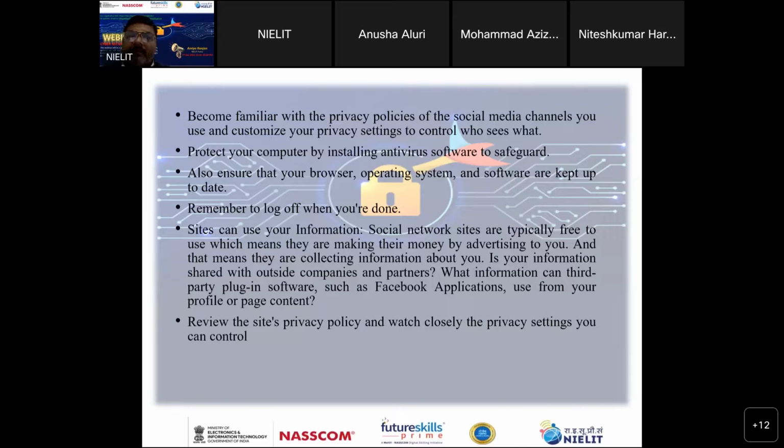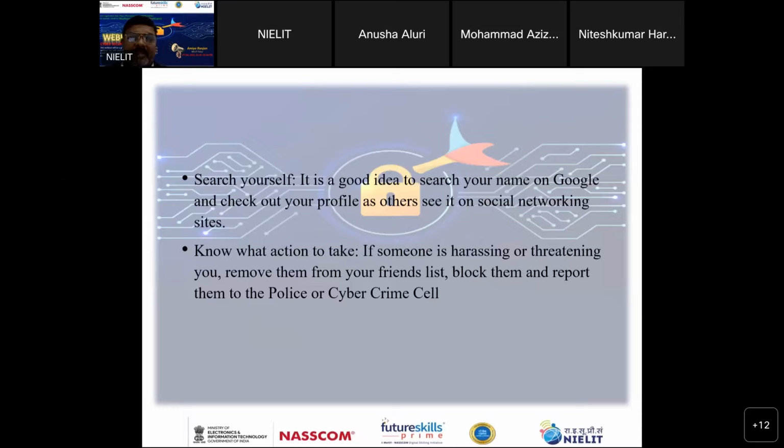Sites can use our information. Social network sites are typically free to use, which means they make their money by advertising to you. And that means they are collecting information about us. It's information shared with outside companies and partners. What information do third-party plugin software such as Facebook applications use from your profile or page content? Review the site's privacy policy and watch closely the privacy settings you can control.